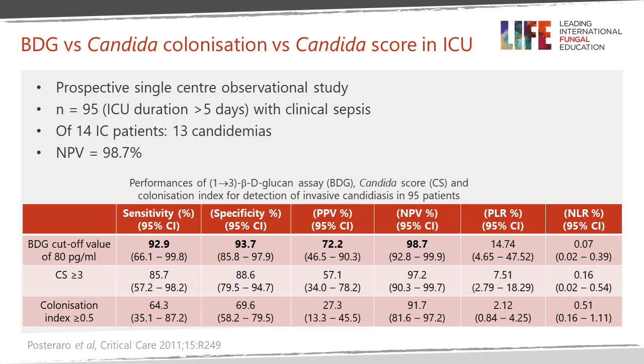So the BDG negative predictive value was 98.7%. So if you have a negative result in this context, it's very unlikely to be invasive candidiasis. And you can see that they used in this particular assay a cutoff of 80 picograms per ml, because this test is a very sensitive test, as you know, with a sensitivity of 92.9% and a specificity of 93.7%. And that was superior to the colonization score and the colonization index.